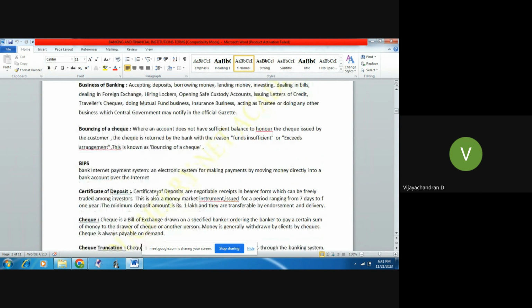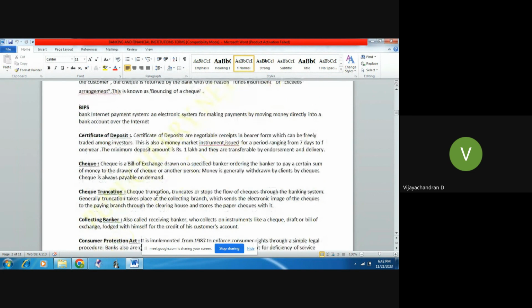What is BIPS? Another thing I'm moving to, BIPS. BIPS means bank internet payment system. It is a system of payment that can be done electronically, by which money can be directly deposited into another bank. That is known as BIPS. BIPS means an electronic deposit. Electronically, you are depositing money. So the keyword I am saying, bank internet payment system. Kindly note the abbreviation, BIPS. It's an electronically depositing system.